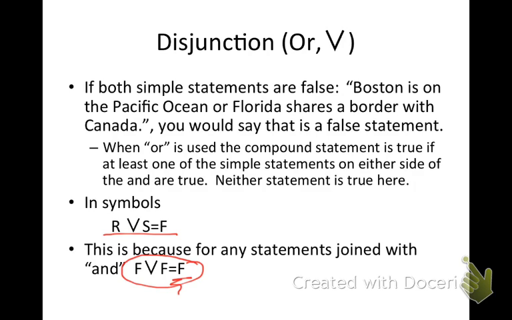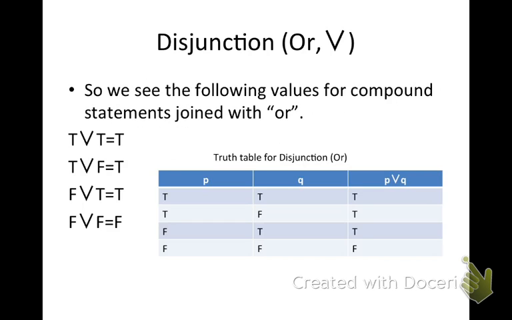So now we've looked at all four cases for our or truth table, and let's see what we get. Over here on the left, I can see that the only time an or is false is if they're both false. With an and, the only time it was true is if they were both true. So you need both things to be true for an and to get a true. You only need one of the statements to be true to get a true for an or. And here is the truth table.